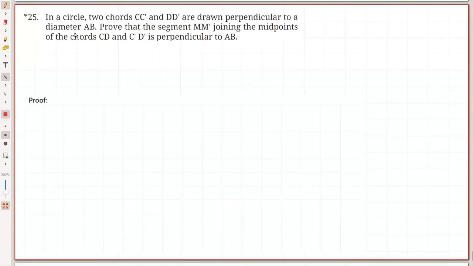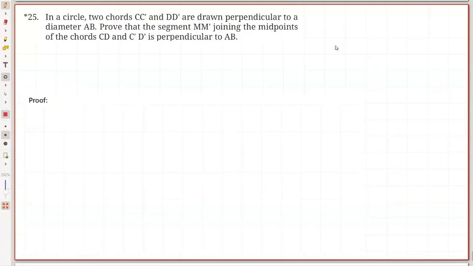So question number 25: in a circle, two chords CD and C dash D dash are drawn perpendicular to a diameter AB. Prove that the segment MM dash joining the midpoints of the chords CD and C dash D dash is perpendicular to AB. First of all, we have to draw the diagram.